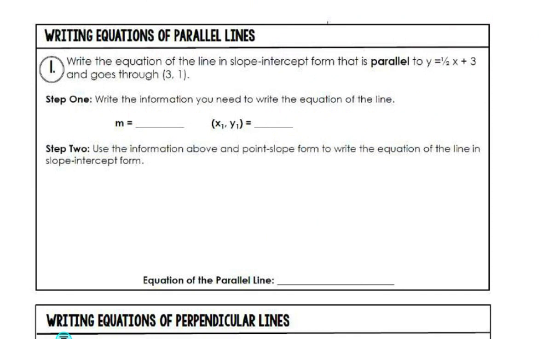Here we go, writing equations of parallel lines. Just like any of our functions, we just need a slope and a y-intercept. It says to write the equation of a line in slope-intercept form that is parallel to this line, and our new line is going to go through this point. The only thing we care about with our original line is its slope. Since we're parallel lines, write the information you need to write the equation of the new line. My new slope is still going to be 1/2 because it's parallel, so it's the same. And my x1, y1 is the point that they gave us, 3, 1.